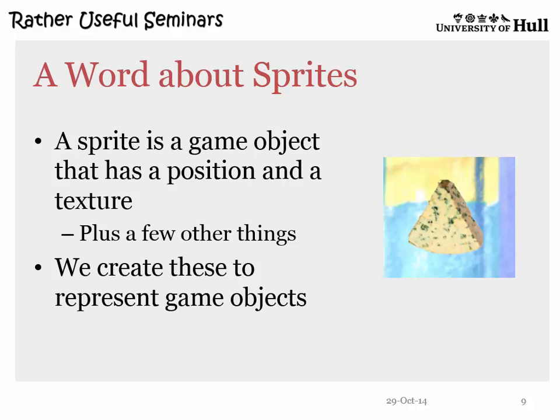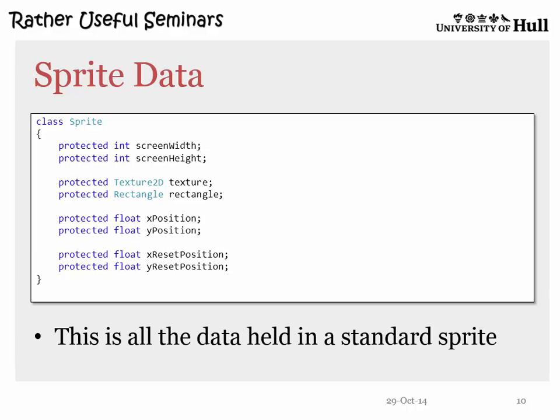Okay, so we make sprites. If you take a look in my program, a sprite is a class which has a whole bunch of data payload. It's got how big the screen is, so it knows when to bounce or to stop moving. It's got a texture which tells me what the sprite looks like. A rectangle that says where on the screen the sprite is going to be, the size of it. It has an X and a Y position, which is where I'm going to draw it.